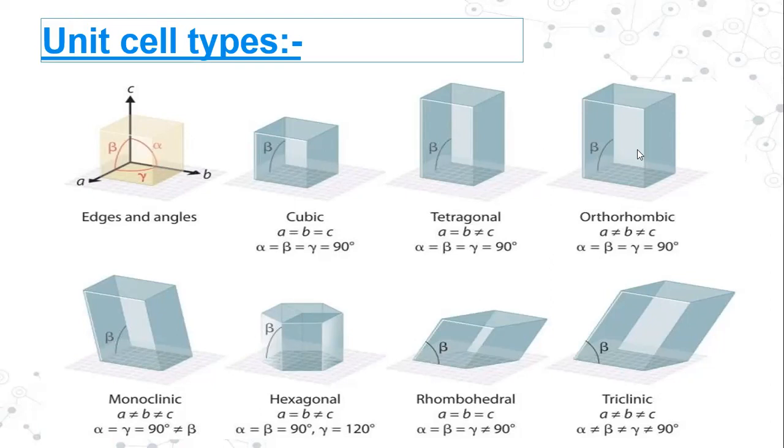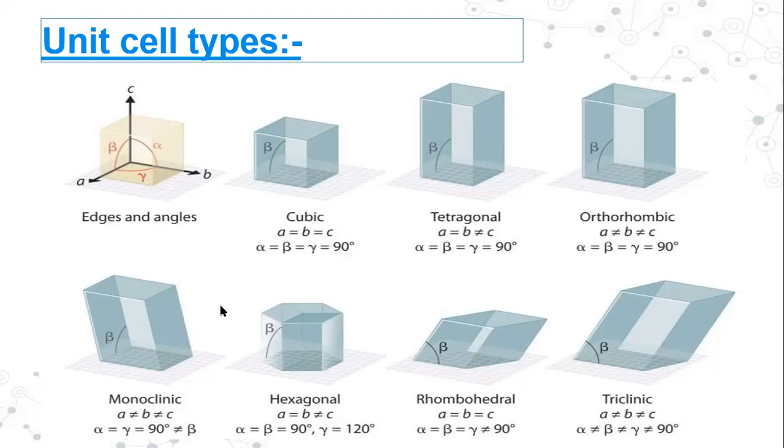Next, the third one is the orthorhombic type. In the orthorhombic type, the lengths of the 3 dimensions are not equal. So A is not equal to B, B is not equal to C. That is not a cuboid shape also. That is the orthorhombic shape. So the lengths of the 3 dimensions are different, and the angles are equal to 90 degrees. So the angle does not change much. Alpha is equal to beta is equal to gamma is equal to 90 degrees.